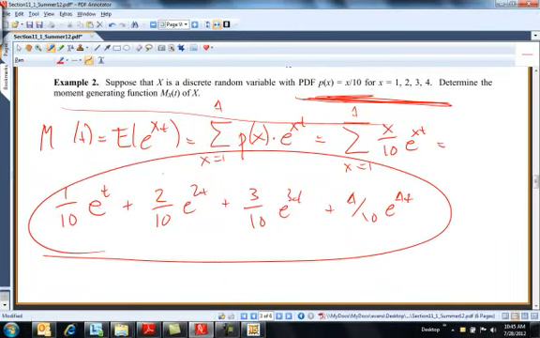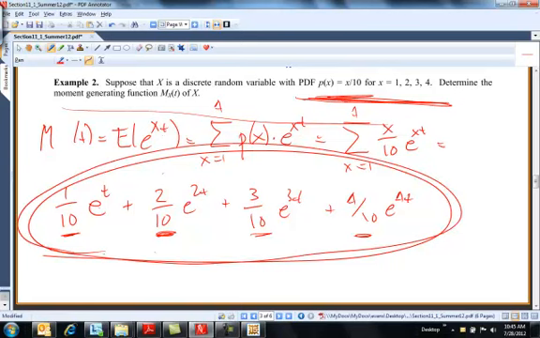And you can kind of see when x is equal to 1, there's the mass function. When x is 2, there's the probability at 2, probability at 3, probability at 4. And so now if you wanted to find the mean, you would just take the first derivative of this with respect to t and stick in t equals 0.